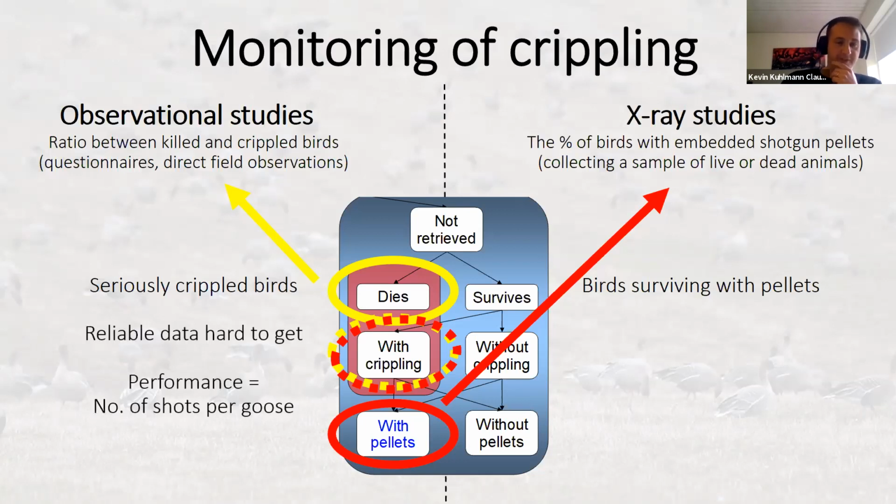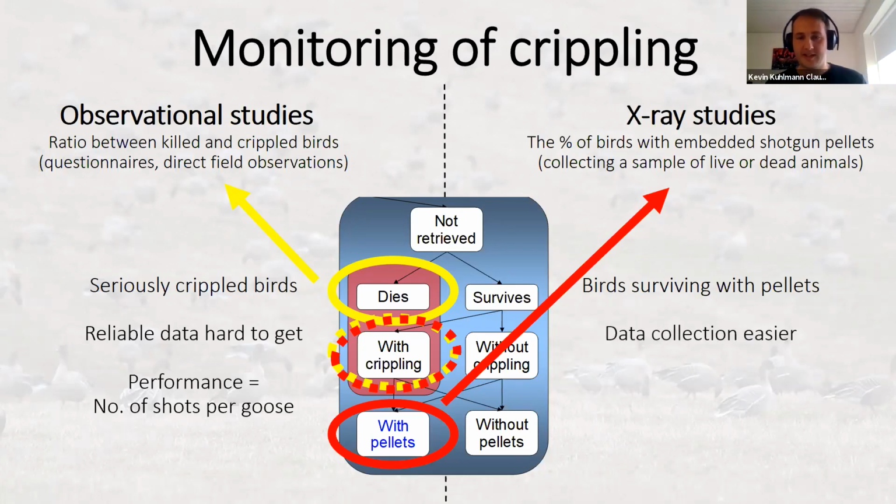In terms of reliability of the data, these observational studies are sometimes really hard to conduct. There's some subjectivity, and it's simply difficult to assess whether a bird is crippled from a shotgun being fired or not. It is, however, possible to have a measure of performance that is quite easy to obtain from these observational studies, simply by counting the number of shots fired per delivered goose.